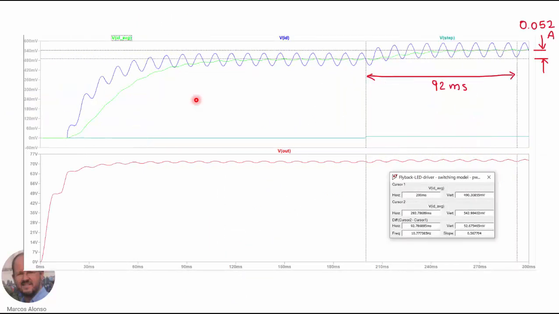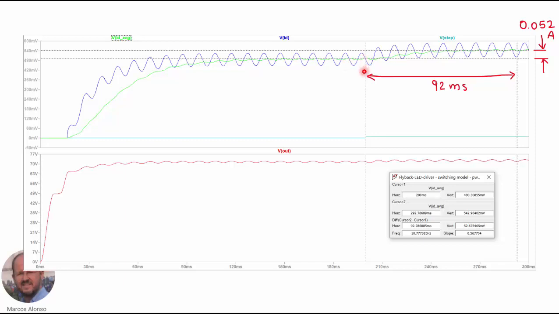Here we have the results. In blue, we have the signal corresponding to the output current. The current through the LED can be measured here in millivolts, which correspond to milliamperes. And in green, we have the output of the filter. So this is something similar to the average value of the current.